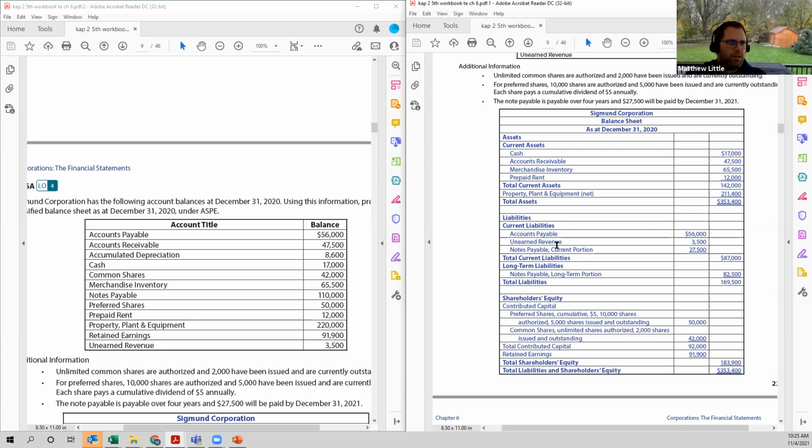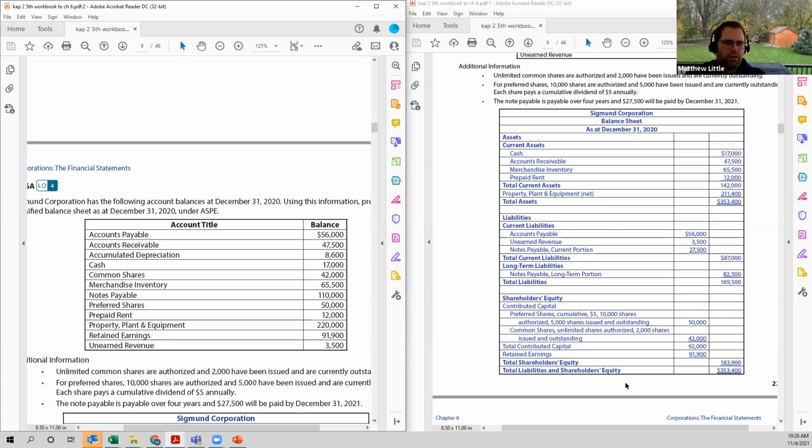Going into our current liabilities, we have our AP of 56,000. We have unearned revenue of 3,500. And then, do we have a current portion of any bank loan or note payable? We do have a notes payable of 110,000. That's where you need to look at this additional information where it says it's repayable over 4 years and 27.5 will be paid within the next year. So our current portion will be the 27.5 with the balance being long-term 82.5. And if we look at our list, there are no other long-term liabilities. Our total liabilities in this example would be $169,500.